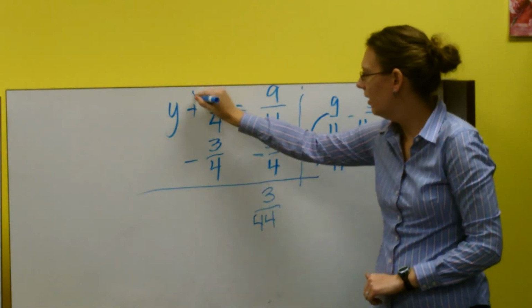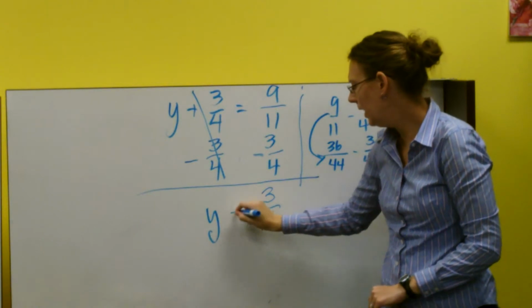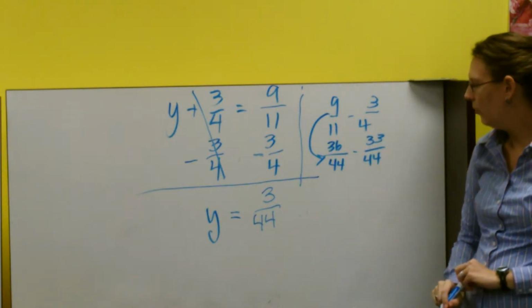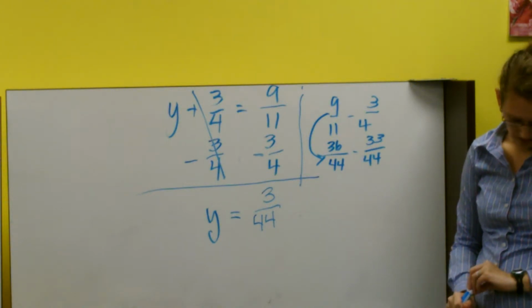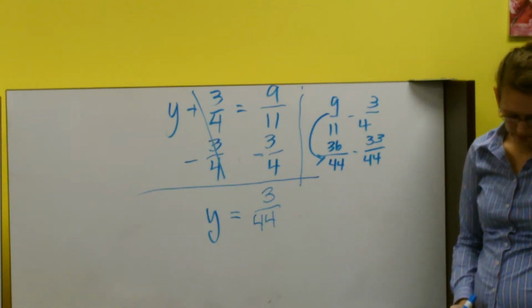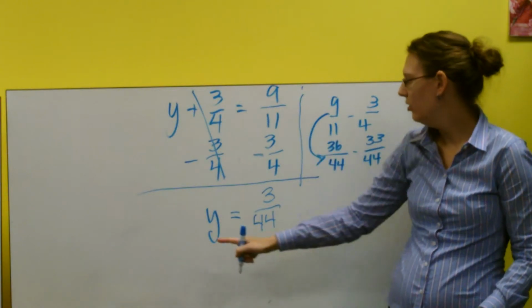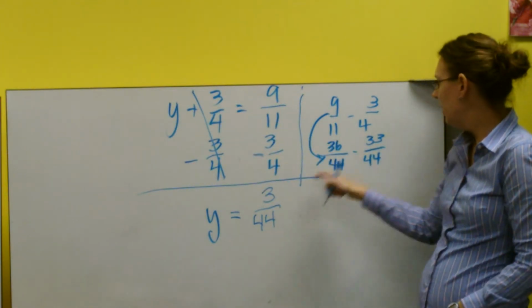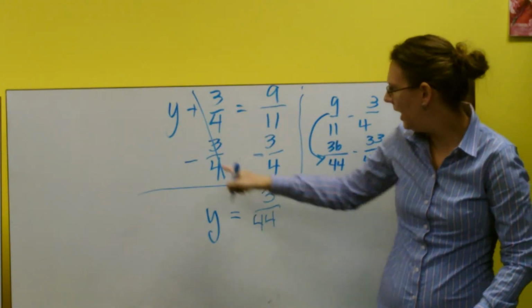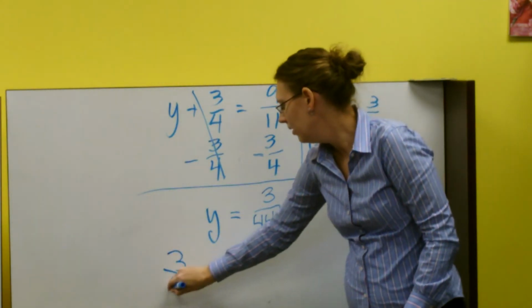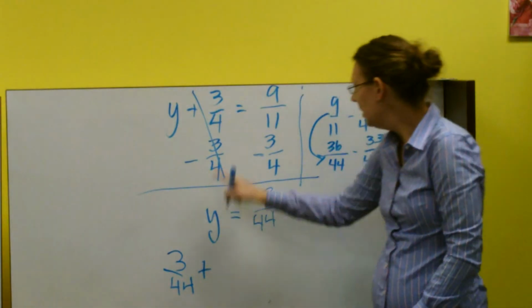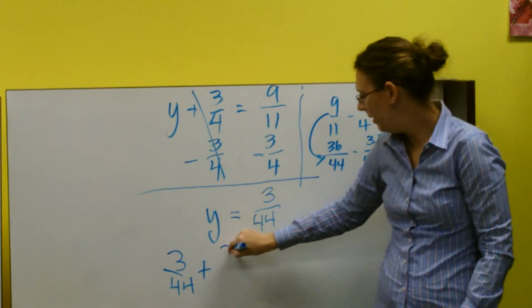Those canceled. I can just drop my y, put my equal sign in, so my y equals 3 over 44. Okay? My y equals 3 over 44. If you go back and we do our math, we can plug this y in where it was originally. So 3 over 44 plus, we said our 3/4 was 33 over 44.